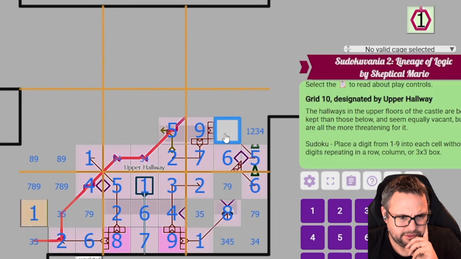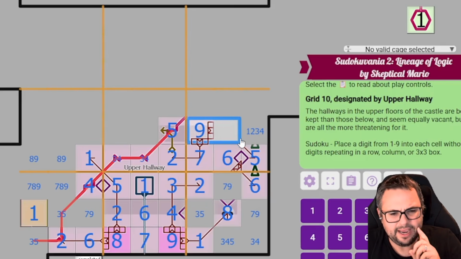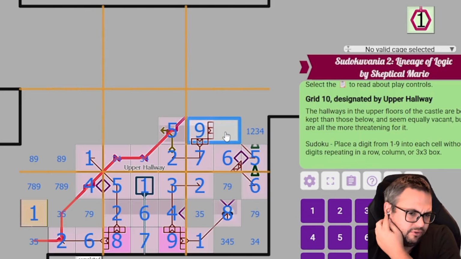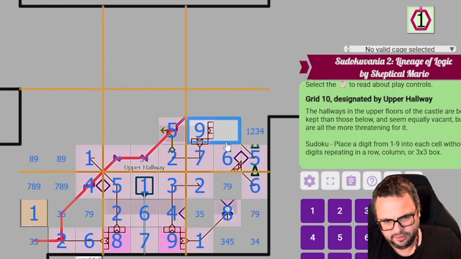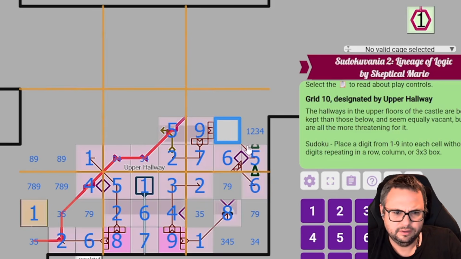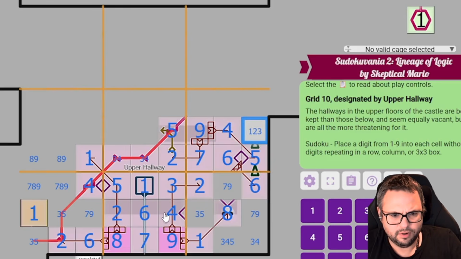Am I supposed to say this is definitely the 4 because this 9 cuts this way? Yeah, assuming that the arrows don't share cells, I think this is just a 4 to make this 9 arrow work. Makes that not a 4.